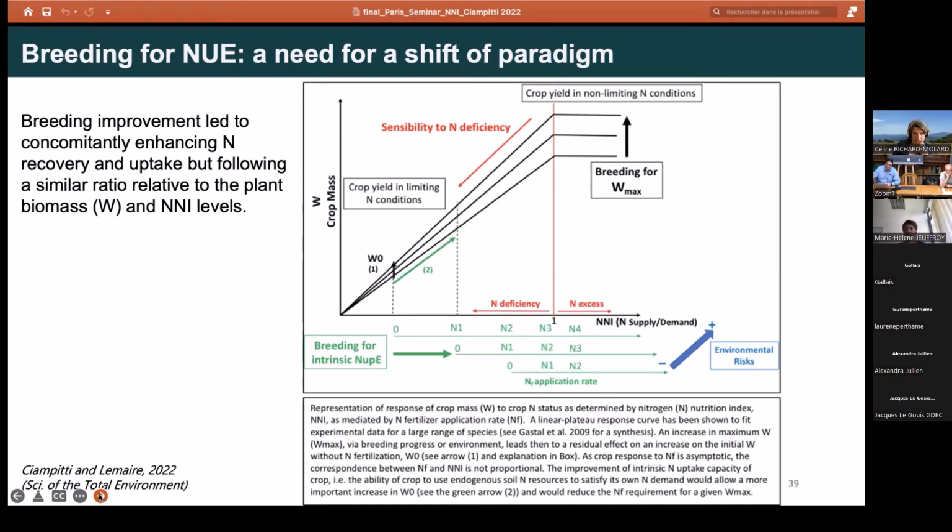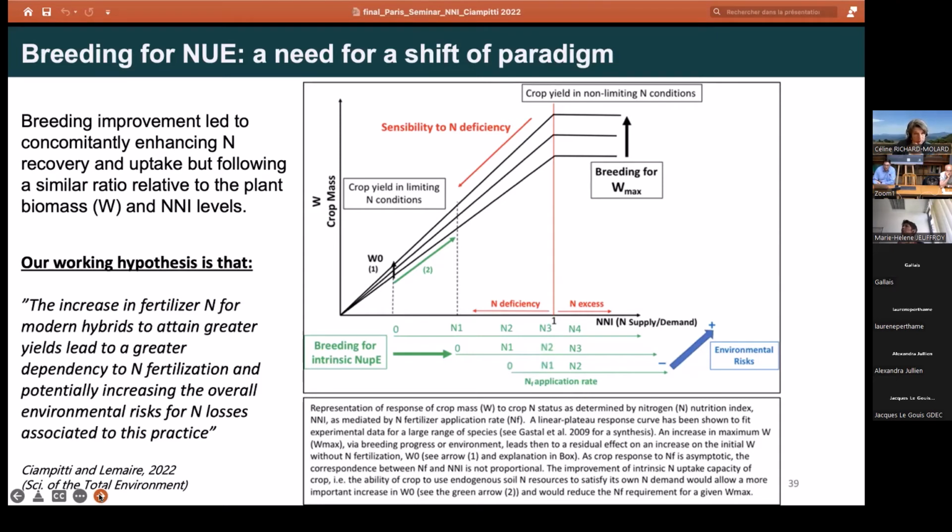And then if you go the opposite way, like this year, the problem that we are facing of scarcity of natural resources and high prices of fertilizers puts these crops into scenarios where they are highly susceptible to deficiency. So the hypothesis was that increasing the fertilization for modern hybrids helps us attain high yield, but also increases the dependency on fertilizers. And also, while we are increasing that dependency, we're increasing the environmental risk.